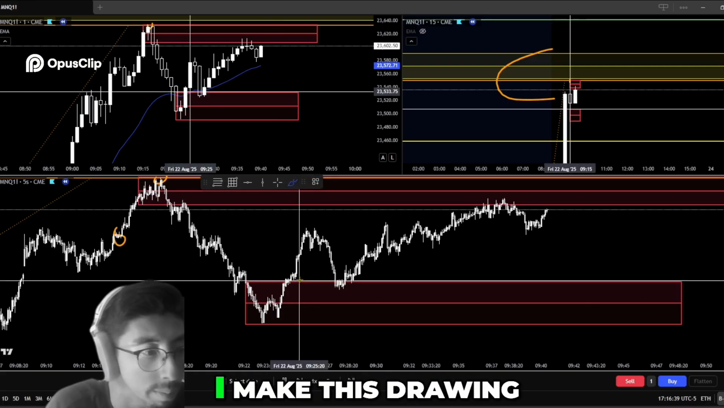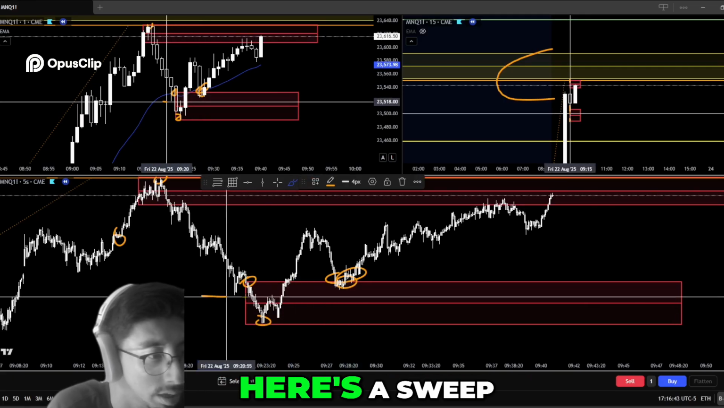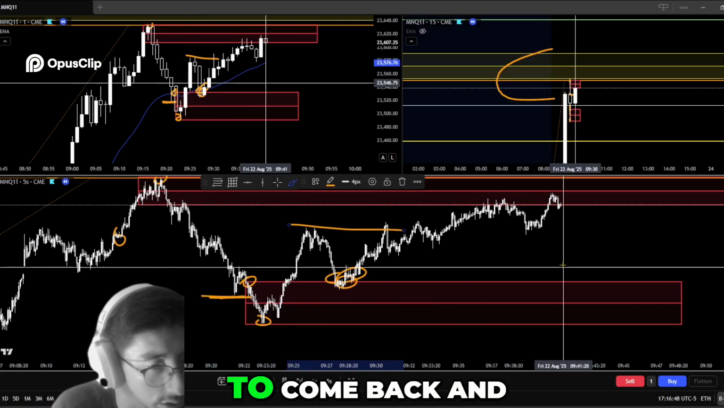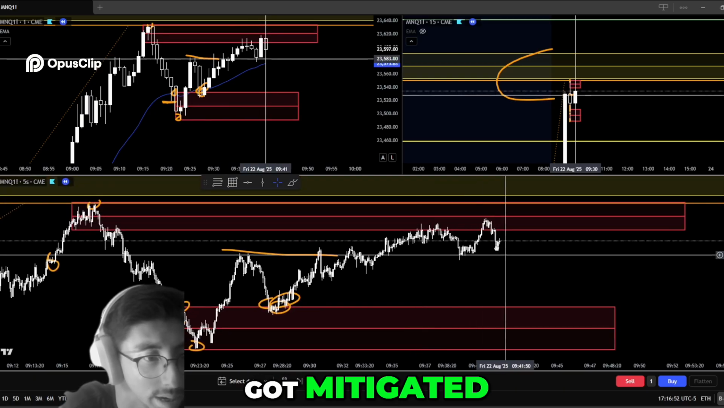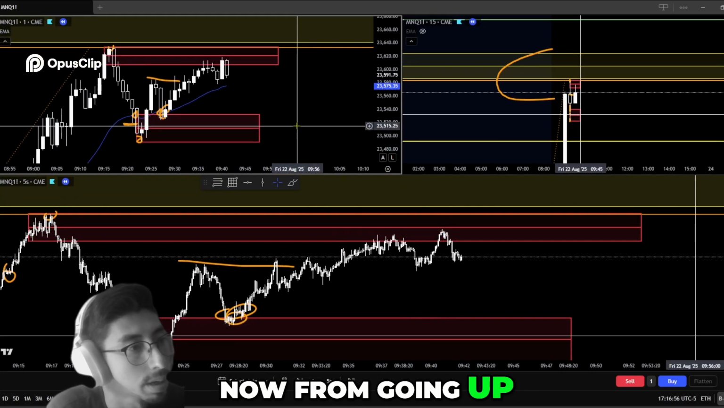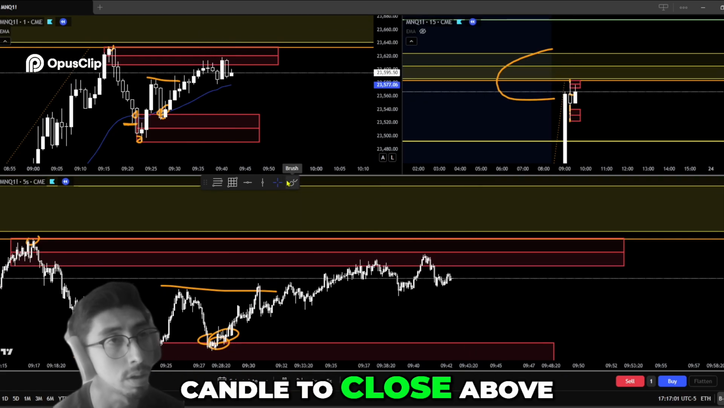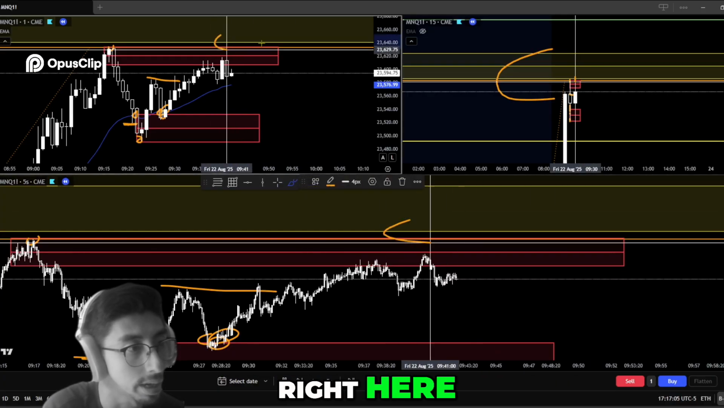And how do I make this drawing? Swing high, swing low, tap in the zone. Here's a sweep, breaking structure, and then price just to come back and fill 50%. Okay, so the zone above got mitigated, meaning that there's nothing holding us back right now from going up. If I want full confirmation on bullish, I need the 1 minute candles to close above this red zone above. So I need a 1 minute candle to close right here.